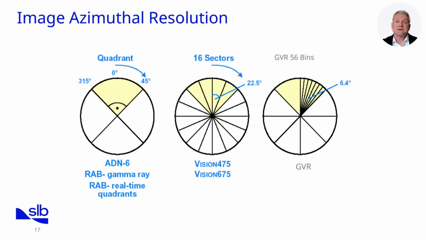The difference is significant. With fewer bins, small-scale features such as thin beds or fractures may be averaged out, leading to a blurred image. With higher bin counts, those same features appear clearly defined, improving interpretation accuracy. This resolution determines how confidently we can identify bedding dips, detect faults, or track subtle reservoir boundaries. Higher resolution images therefore enable more precise steering decisions, especially in thinly bedded reservoirs. So the level of azimuthal detail has a direct impact on the effectiveness of geosteering.